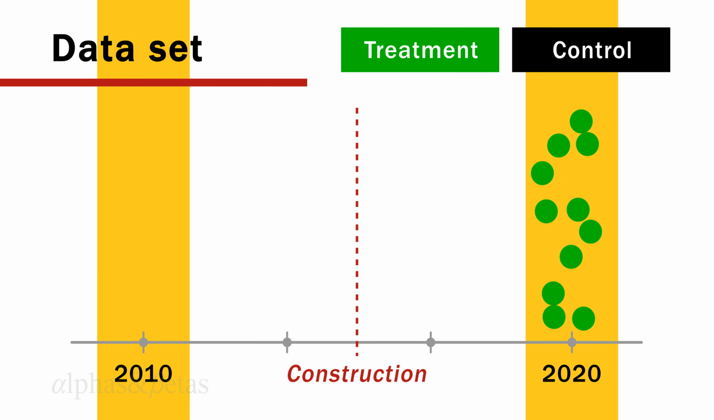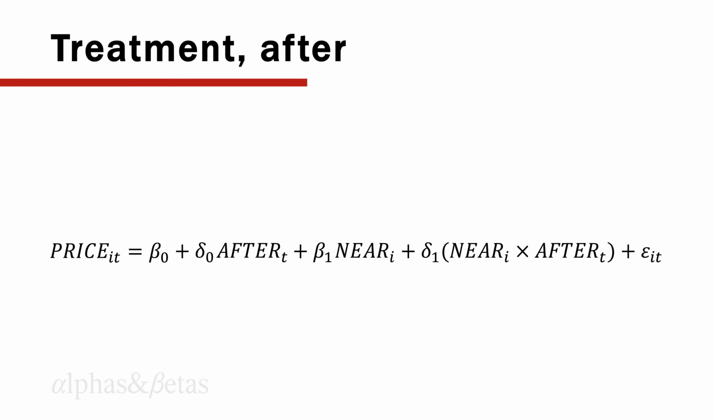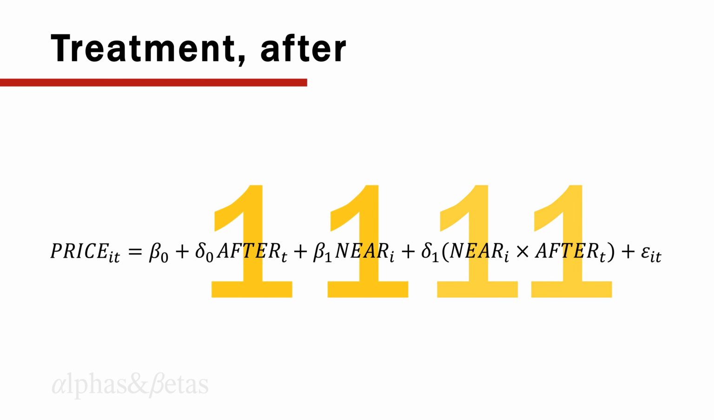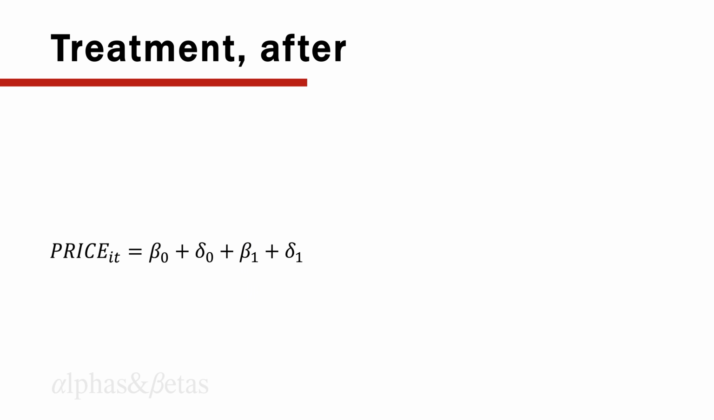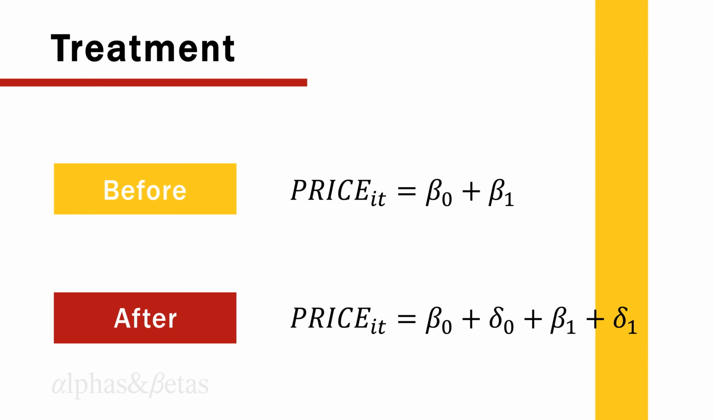For the treatment group after the treatment, the near dummy variable will be equal to 1, the after dummy variable will be equal to 1, and the interaction term will be equal to 1, so the expected house price will be equal to beta 0 plus beta 1 plus delta 1. Delta 1 is the effect of being in the treatment group and experiencing the treatment.